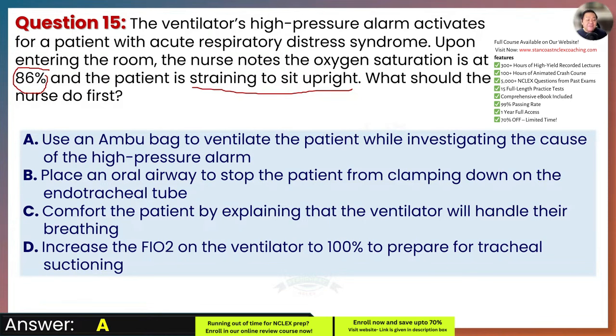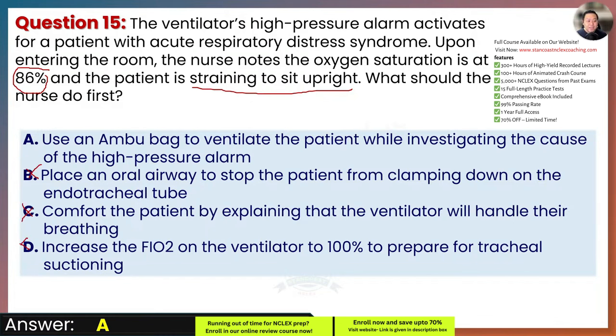Now, if it is hard to squeeze the ambu bag, there's likely an obstruction, maybe a mucus plug or kinking of the tube. And if it is easy, maybe the vent settings are the problem. So essentially, manual ventilation can stabilize the patient while you are troubleshooting at the same time. Now, why are options B, C, and D incorrect? Let's take a look into letter B.